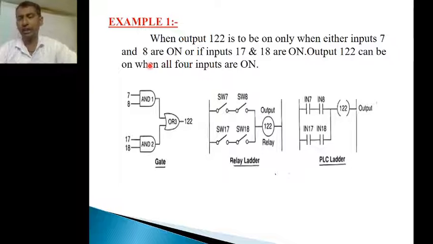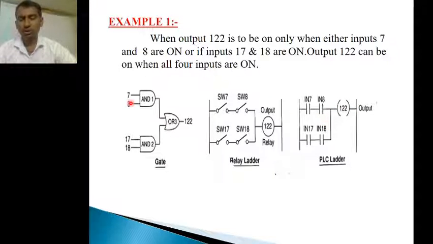AND gate. Here both inputs must be on, that means 7 input and 8 input must be on. So this 7 input and 8 input can be represented with one AND gate, and 17 input and 18 input are represented with another AND gate, and either 7 and 8 or 17 and 18 means OR gate. So these two outputs can be represented with one OR gate. So we can represent this gate diagram with a ladder diagram also.